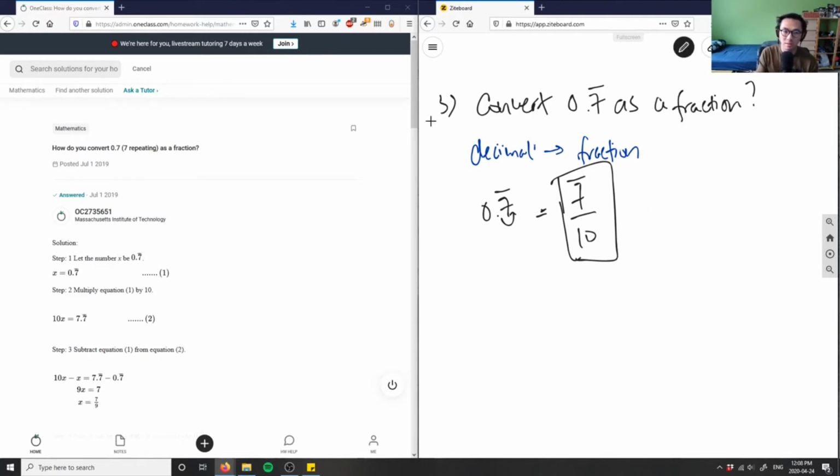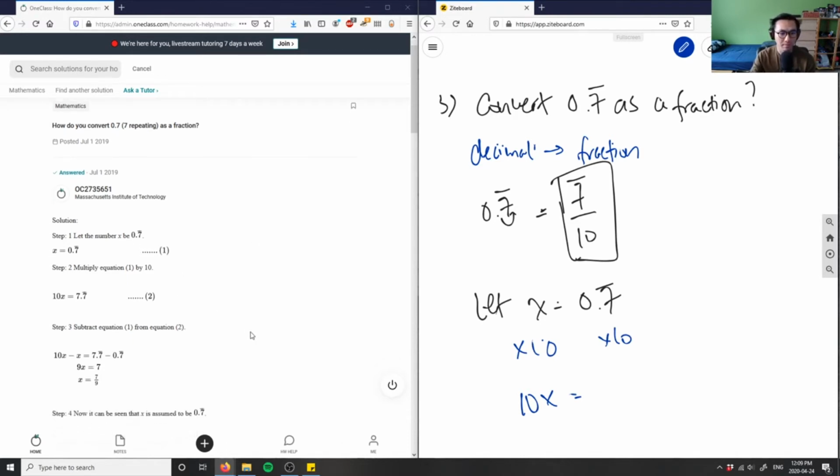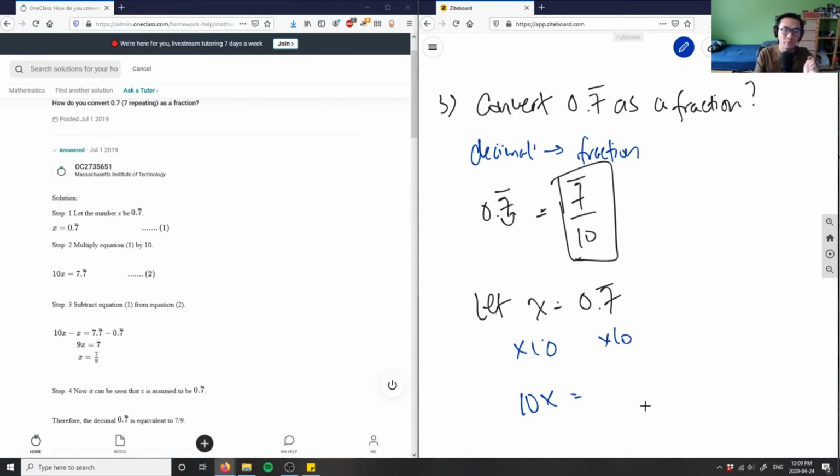So basically they let x equal 0.7 bar, and then they're multiplying both sides by 10 here. So they multiplied this side by 10, this side by 10, and they would get 10x equals 7.7 bar. Sorry, give me a second. This should be 7.7 bar here. That's good.